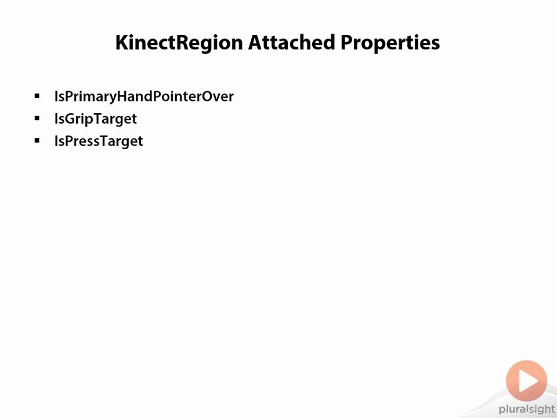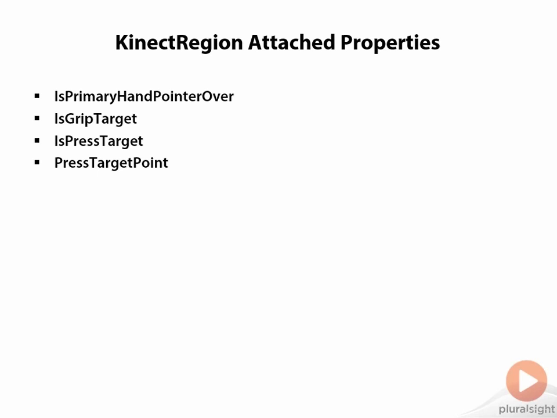Finally, the pressTargetPoint property defines the relative coordinates within the press target where the press center is. Both coordinates of the point should be between 0 and 1, with 0.5, 0.5 meaning the center of the control.